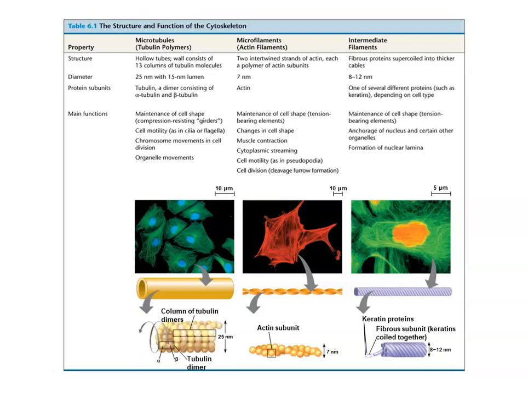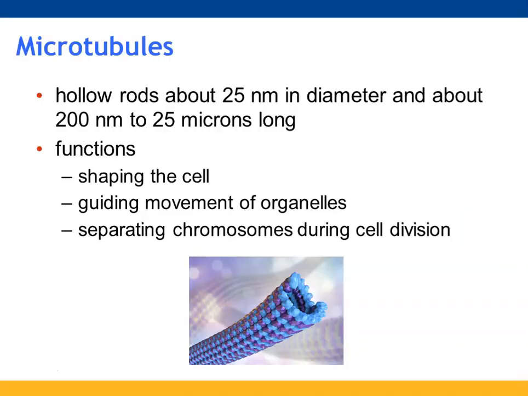Your intermediate filaments also help with the cell shape, with the tension bearing. They are part of that nuclear lamina, and they help to anchor the nucleus as well as other organelles so that everything that needs to work together is going to be close enough to be able to do that. So again, we talked a little bit about each of those on that previous slide.